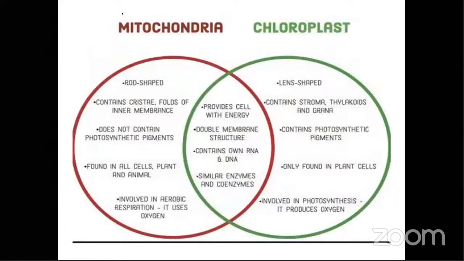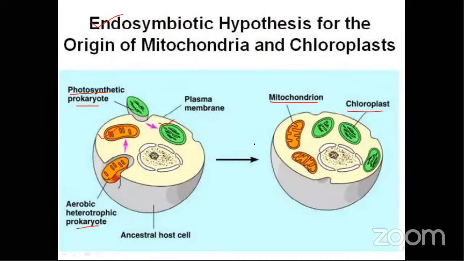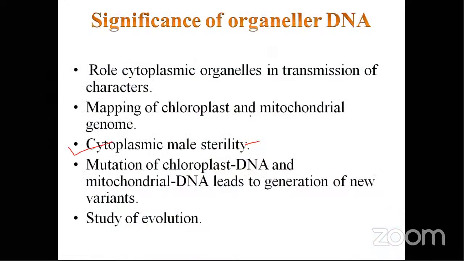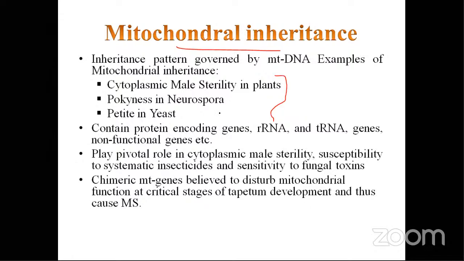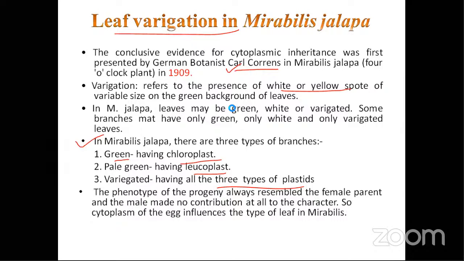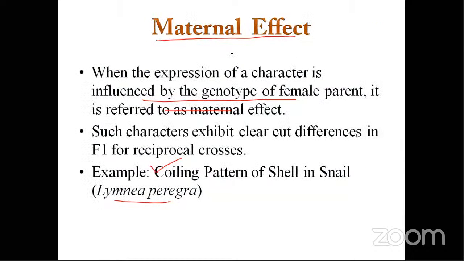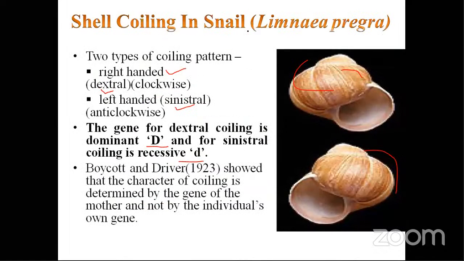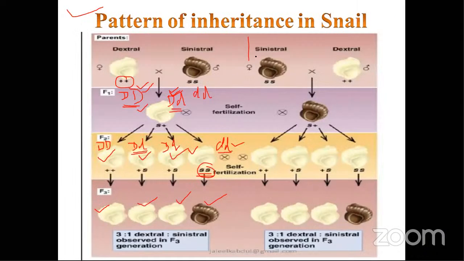Endosymbiotic theory is related to the evolution of mitochondria and chloroplast. That point is important. And cytoplasmic male sterility is related to mitochondria. That is important. And leaf variegation was given by Correns. That was important. Next is maternal effect. It is governed by the genotype of the female parent, and it is seen in the case of snail coiling. So all these things you need to remember in case of cytoplasmic inheritance.